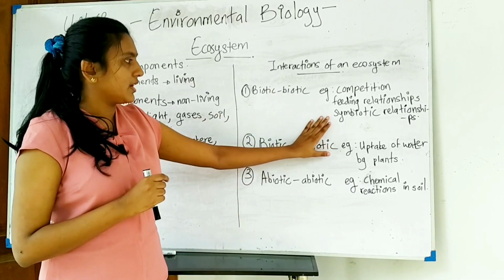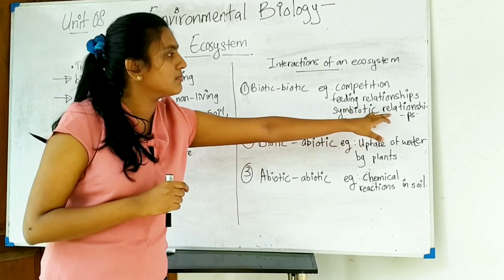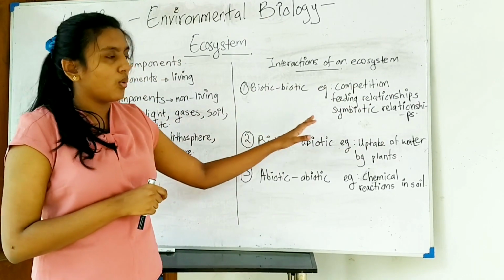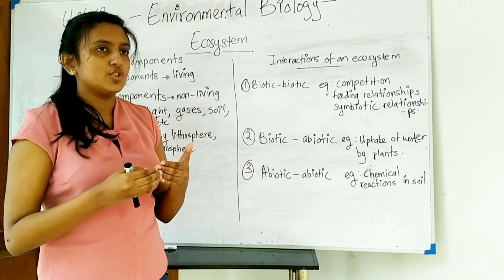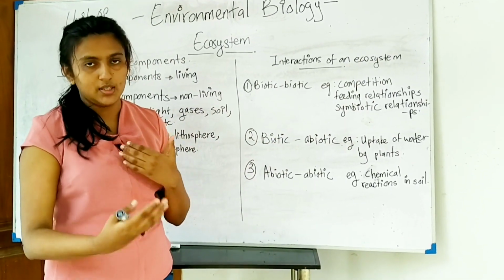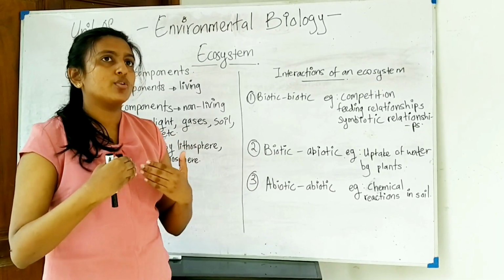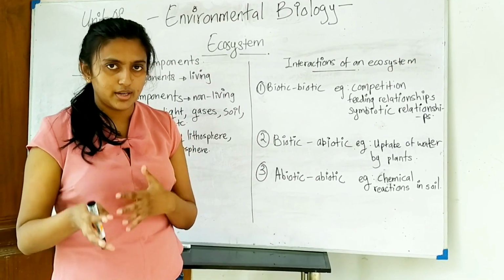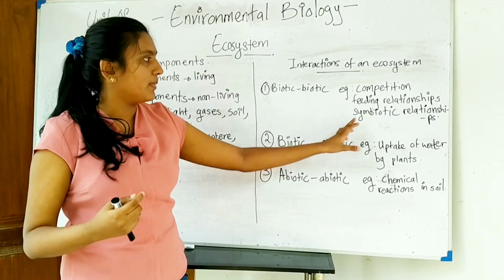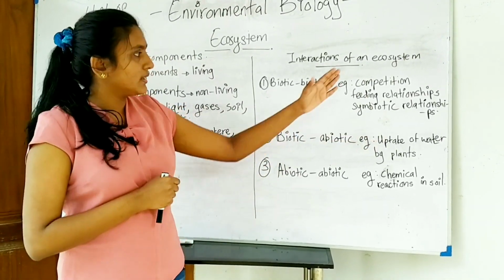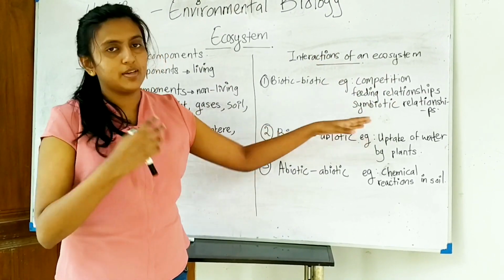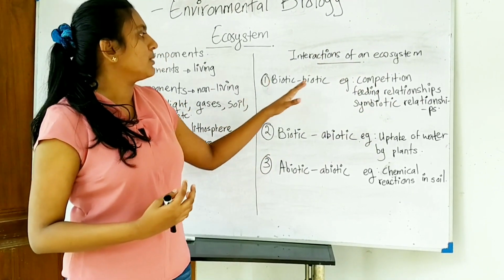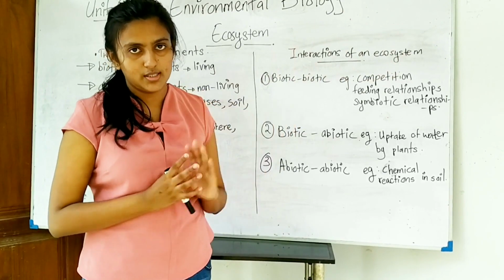Then symbiotic relationships, as we know, are always between individuals belonging to different species. Individuals belonging to different species live in an ecological relationship with each other, forming a symbiotic relationship. So these are the three basic examples mentioned in the resource book for biotic interactions of an ecosystem.